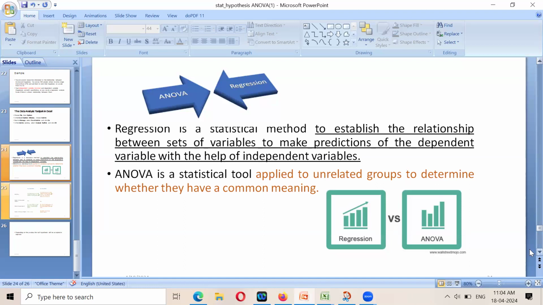Okay, so both, what is the similarity? Regression and ANOVA are both statistical tools. Number one, both are very useful.